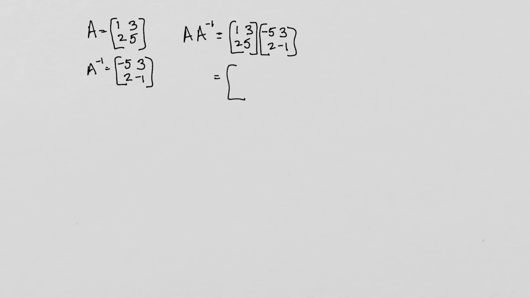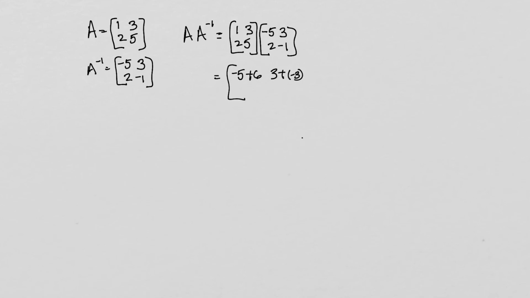So this is going to give us, first row, first column, over and down. So let's just do this. 1 times negative 5 is negative 5, plus 3 times 2 is 6. And now, over here, first row, second column, so first and first, second and second. We're going to get 1 times 3 is 3, plus 3 times negative 1 is negative 3.